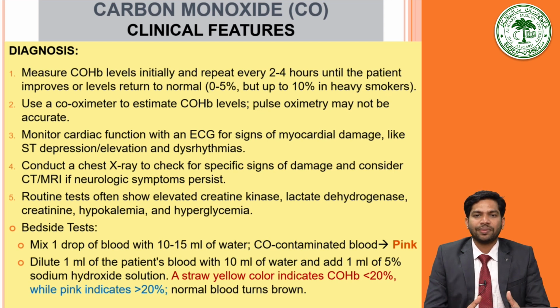Then another method is to dilute 1 ml of the patient's blood with 10 ml of water and add 1 ml of 5% sodium hydroxide solution. A straw yellow color indicates a carboxyhemoglobin concentration of less than 20%, while pink indicates a carboxyhemoglobin concentration of more than 20%, and normal blood turns brown in this reaction, which is indicative of no carboxyhemoglobin in the blood.